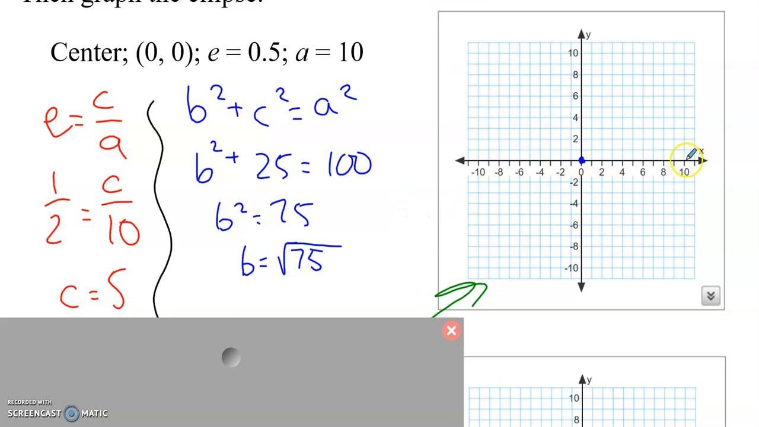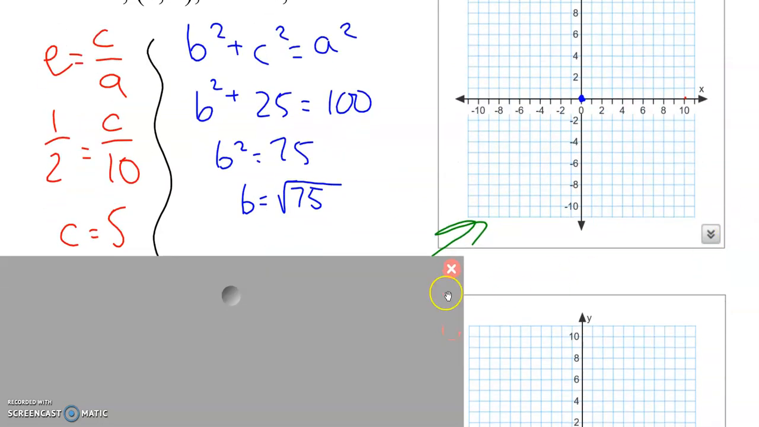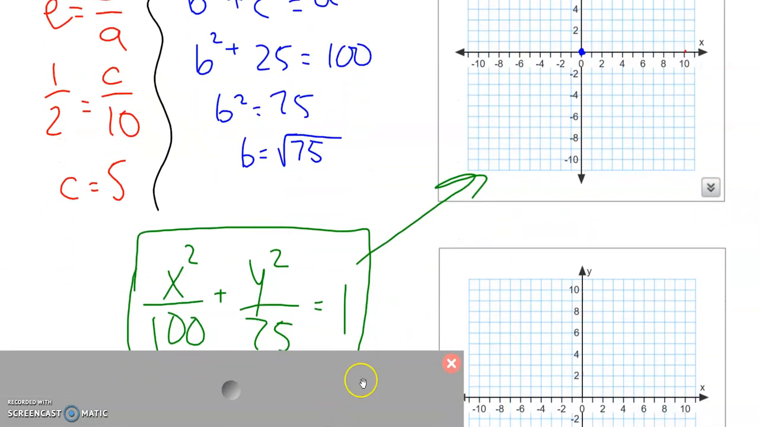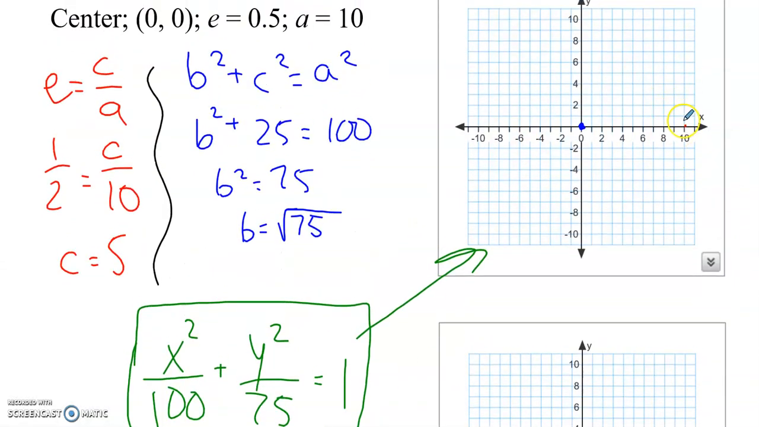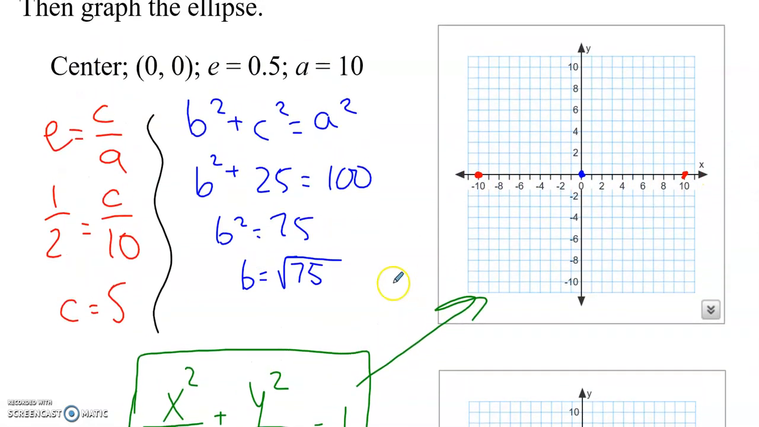So it might be that A is horizontal, in which case my equation would look like this. And in which case it would be 10 units horizontally in the x direction, and the square root of 75 is a little less than 9, I think. So that would be about 8 units. Or sorry, close to 9, 8 point something. So that would be like there and there. So my graph might look something like this.